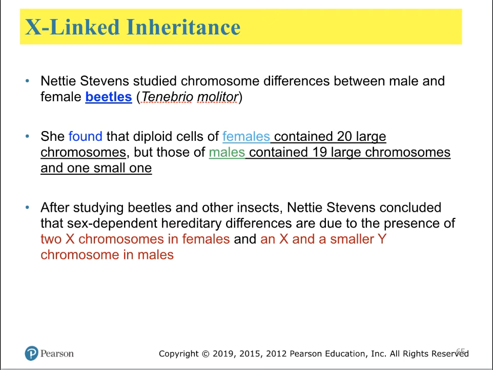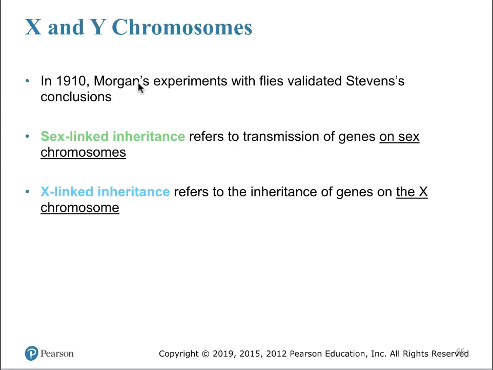During this period of Morgan's experiments, another scientist published her data. Nettie Stevens was working on beetles, and by carefully observing the cells of these beetles, she discovered that the female beetles contained 20 large chromosomes. However, the males only contained 19 large chromosomes, plus a tiny small one. So her studies indicated that there was a difference in the size of the chromosomes pertaining to sex in these beetles. In 1910, Morgan published a paper which validated Stevens' conclusions.